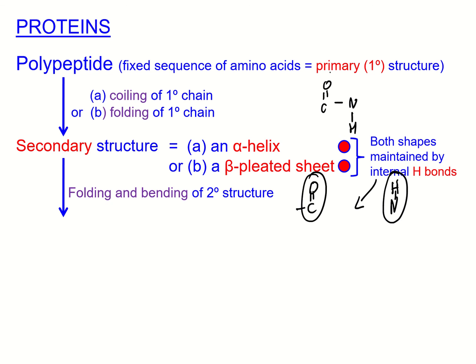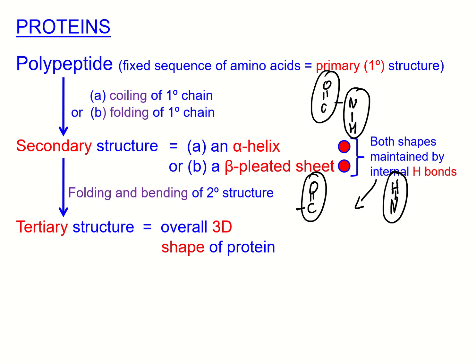So the COO hydrogen bonds with an NH from a different amino acid residue in your protein, and that gives us this folding and coiling to give us our alpha helix and our beta pleated sheets. That structure then can fold upon itself further and bend upon itself further by using interactions, okay, to give us the 3D shape of a protein.